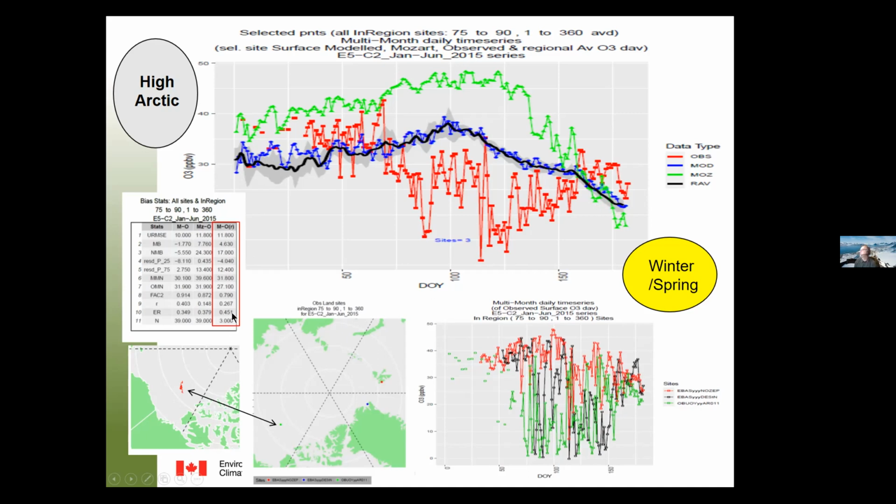The statistics here are to show you that for the entire select region, we're getting around 4 to 4.5 parts per billion bias, and that's largely because of this inability to simulate the springtime ozone depletion events on the surface of the ice as a result of the bromine chemistry, which is not there.